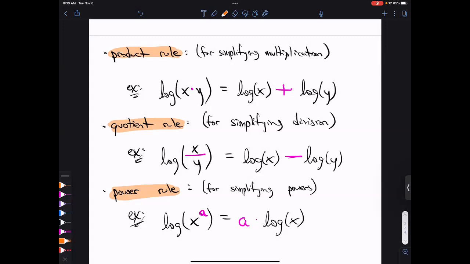X squared. So it's just 2 out. And then log base 3 of 9. So this is just 2.